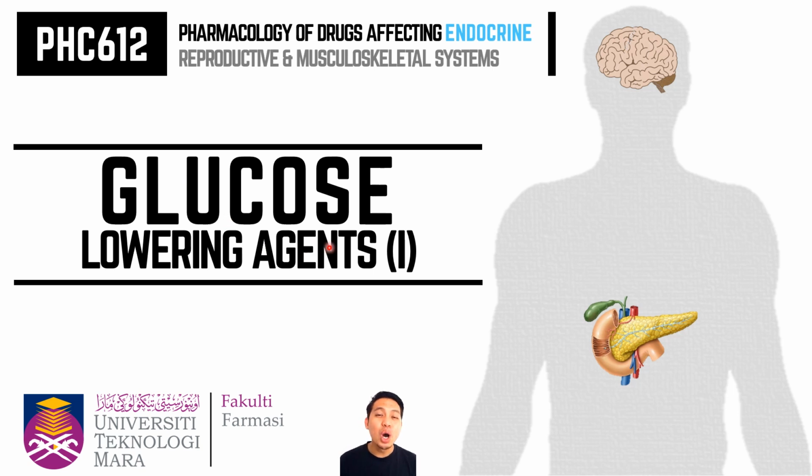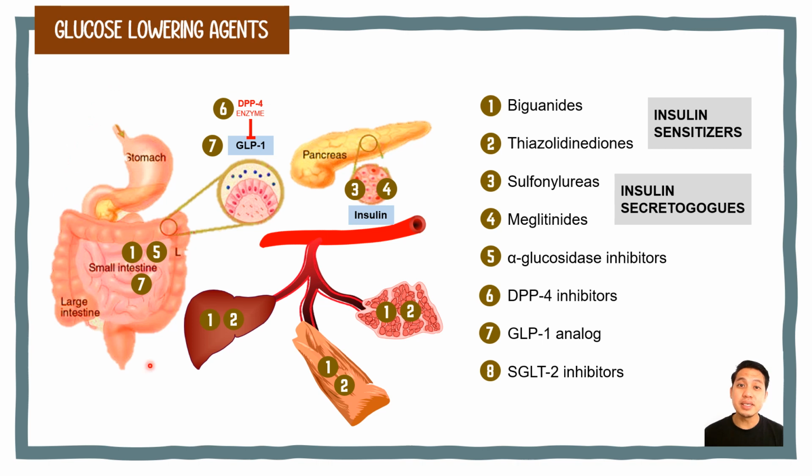In this video, we will cover the glucose lowering agents, which are the oral anti-diabetic drugs used in type 2 diabetes mellitus. This is the overview of glucose lowering agents and their mechanism of action on their target organs. A total of 8 groups of glucose lowering agents can be used to treat type 2 diabetes mellitus.